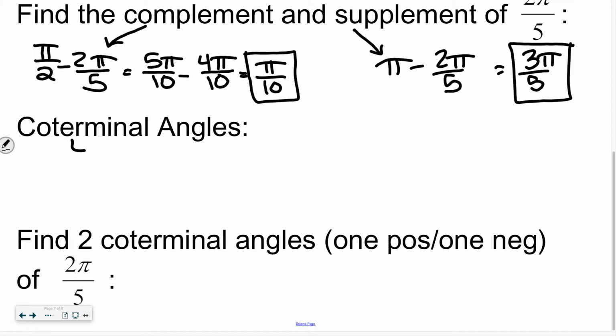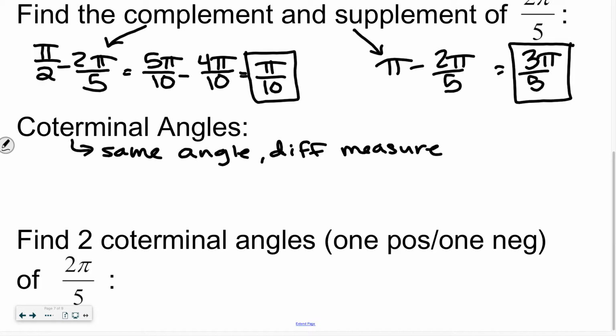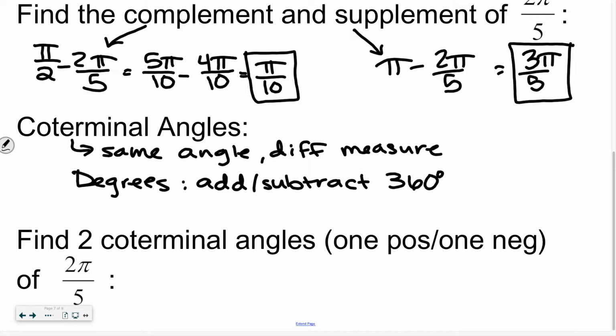So coterminal angles, we're going to say, are the same angle, different measure. They look exactly the same, but they have different measures. And in degrees, you can add or subtract 360 as many times as you want. There are infinitely many coterminal angles, angles that are the same. And what did my radians group say? Where's my radians? What'd you guys say? You just add or subtract 2 pi. Yeah.